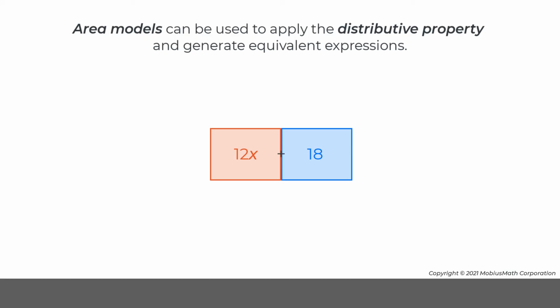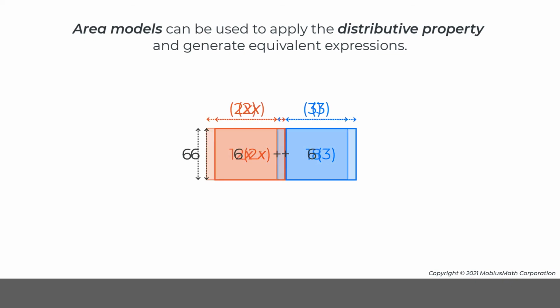Since both rectangles have the same height, that height can be represented by the greatest common factor of 12x and 18, which is 6. If the height of both rectangles is 6, then 6 can be factored out of both areas to find the length of both rectangles, 2x and 3.